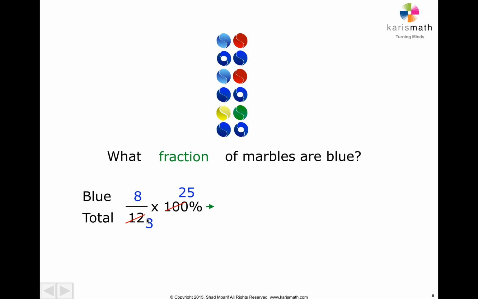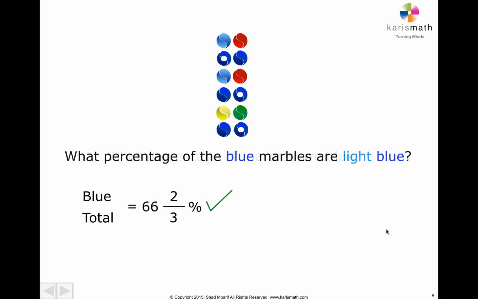You have your answer. It's 200 over 3%, which would actually come down to 66 and 2/3%. That's your answer. So 66 and 2/3% of the marbles are blue. You can play around with it in different ways. For example, what percentage of the blue marbles are light blue? So you just look at the blue marbles.